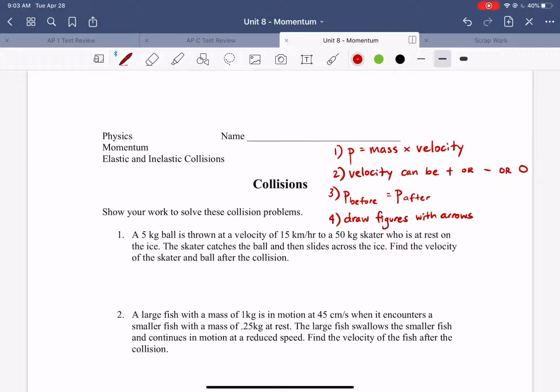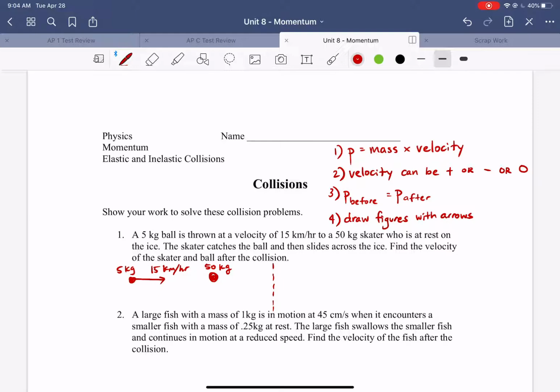All right, so if I were to draw this, I would make a before and after picture. So I maybe show the ball here. So that has a mass of 5 kilograms, and it's moving in this direction at 15 kilometers per hour. And then the second object in this collision is the skater. So this person has a mass of 50 kilograms, and they're at rest, so I don't draw any arrow to represent that they're not moving. All right, so that's my before picture.